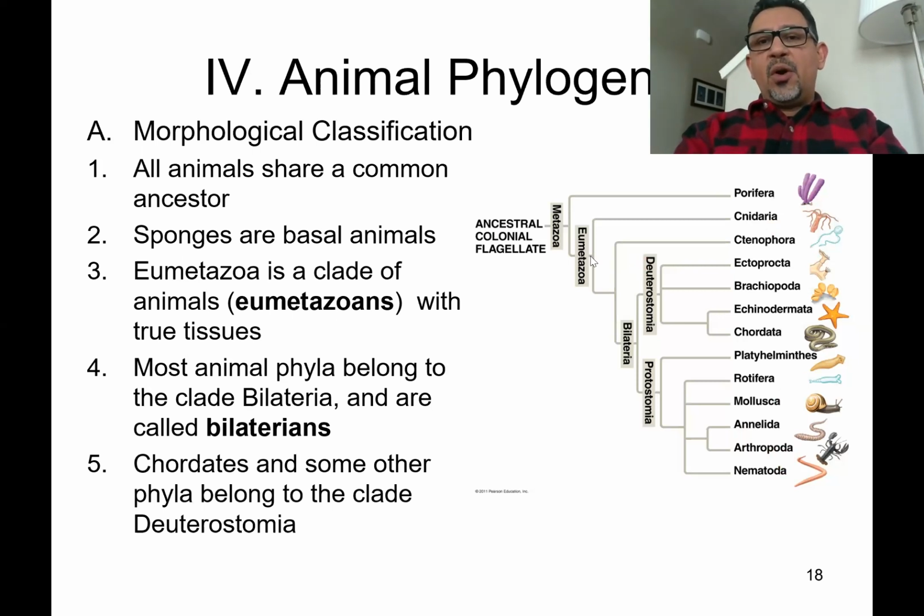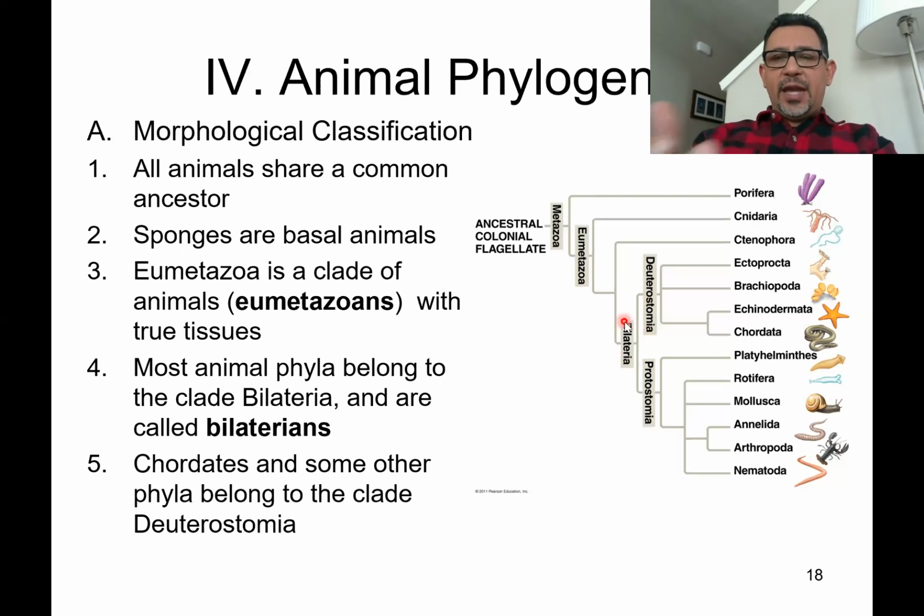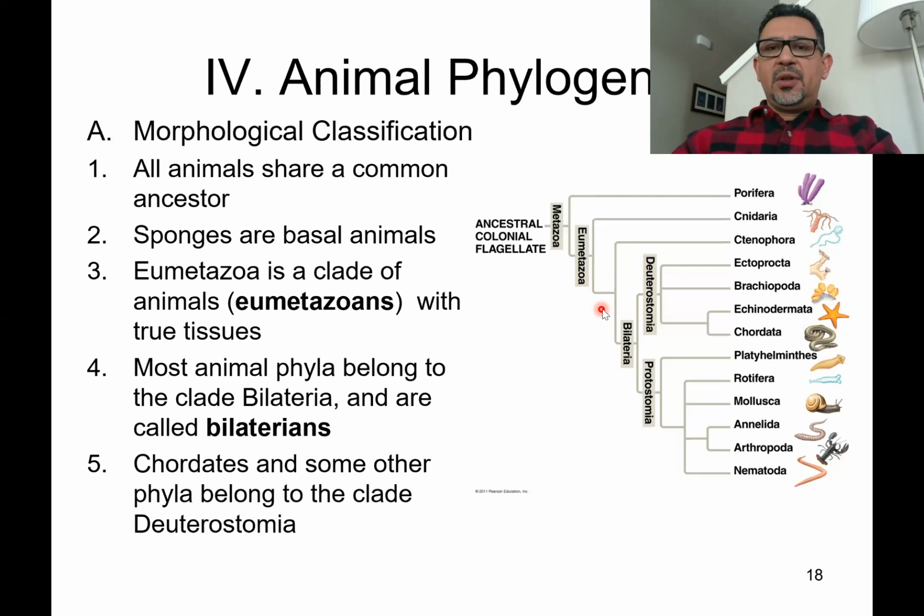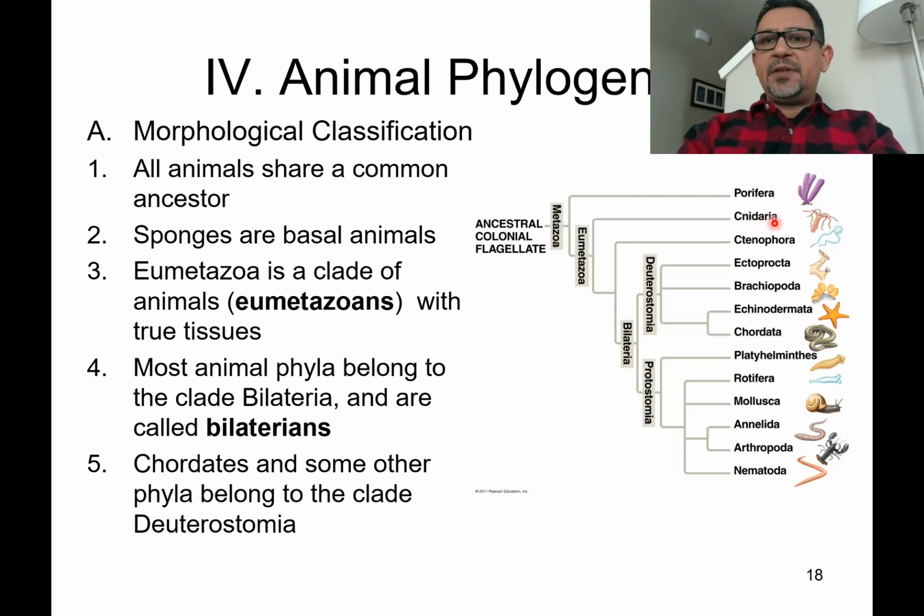Now, when we go to the eumetazoans, animals with true tissues, we are going to make another inference, and that is that most of the animals are going to belong to a clade known as Bilateria. As you can imagine, Bilateria makes reference to the bilateral symmetry for the bodies of these animals. So what is multicellular but doesn't have bilateral symmetry? Oh, it's going to be animals like the cnidarians, jellyfish, anemones.